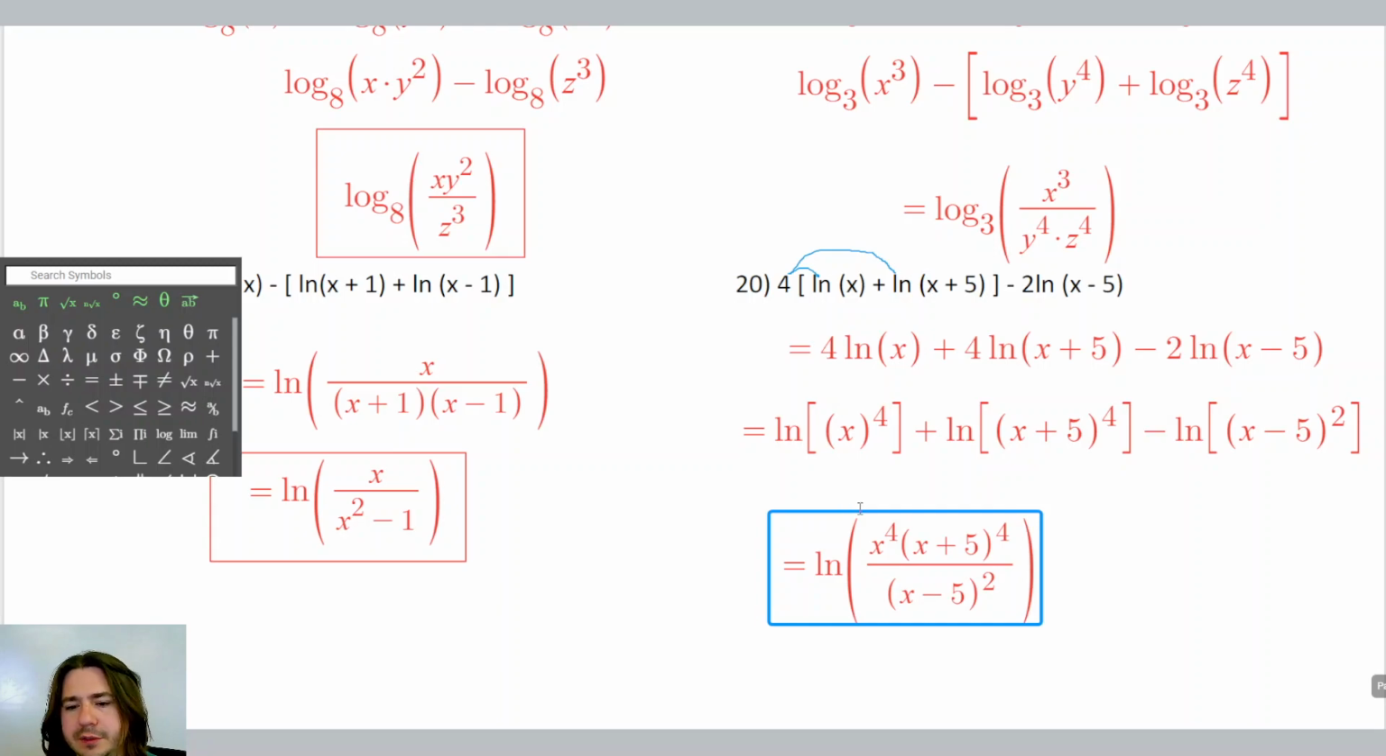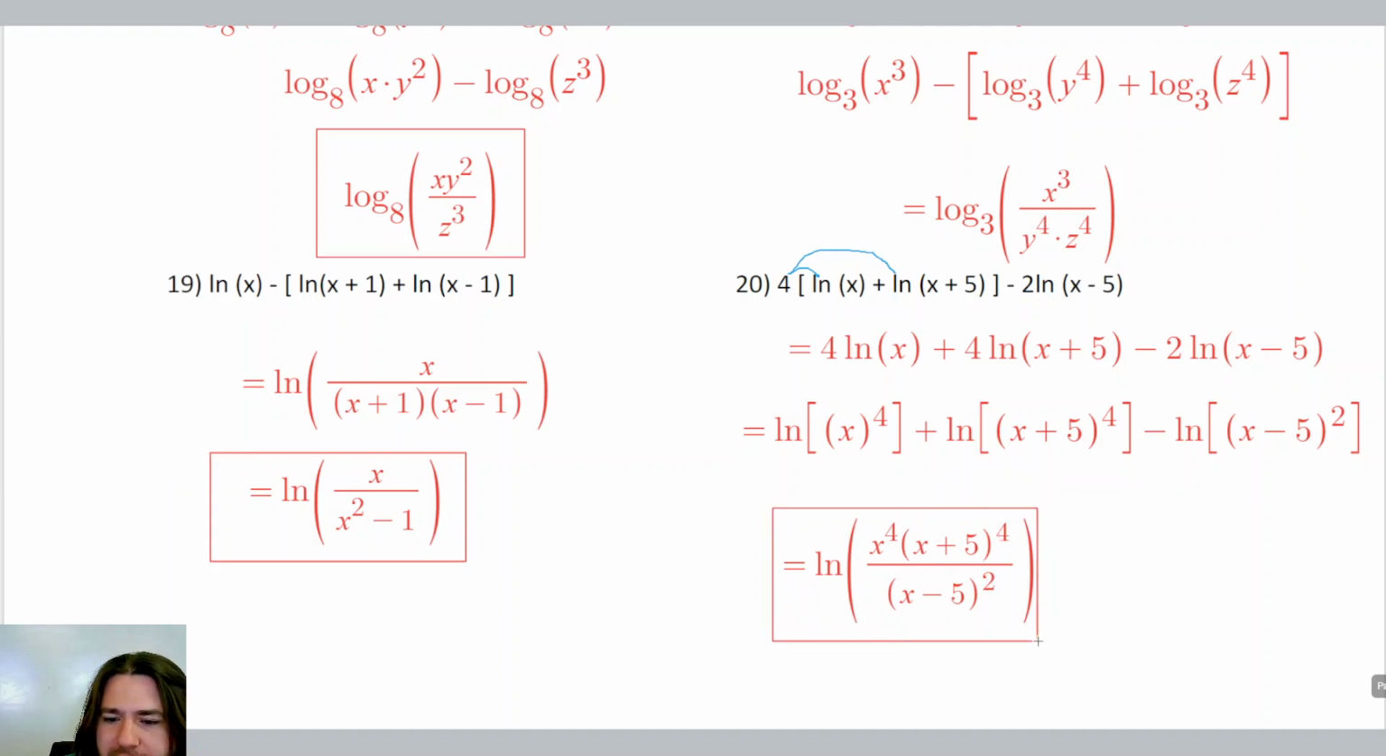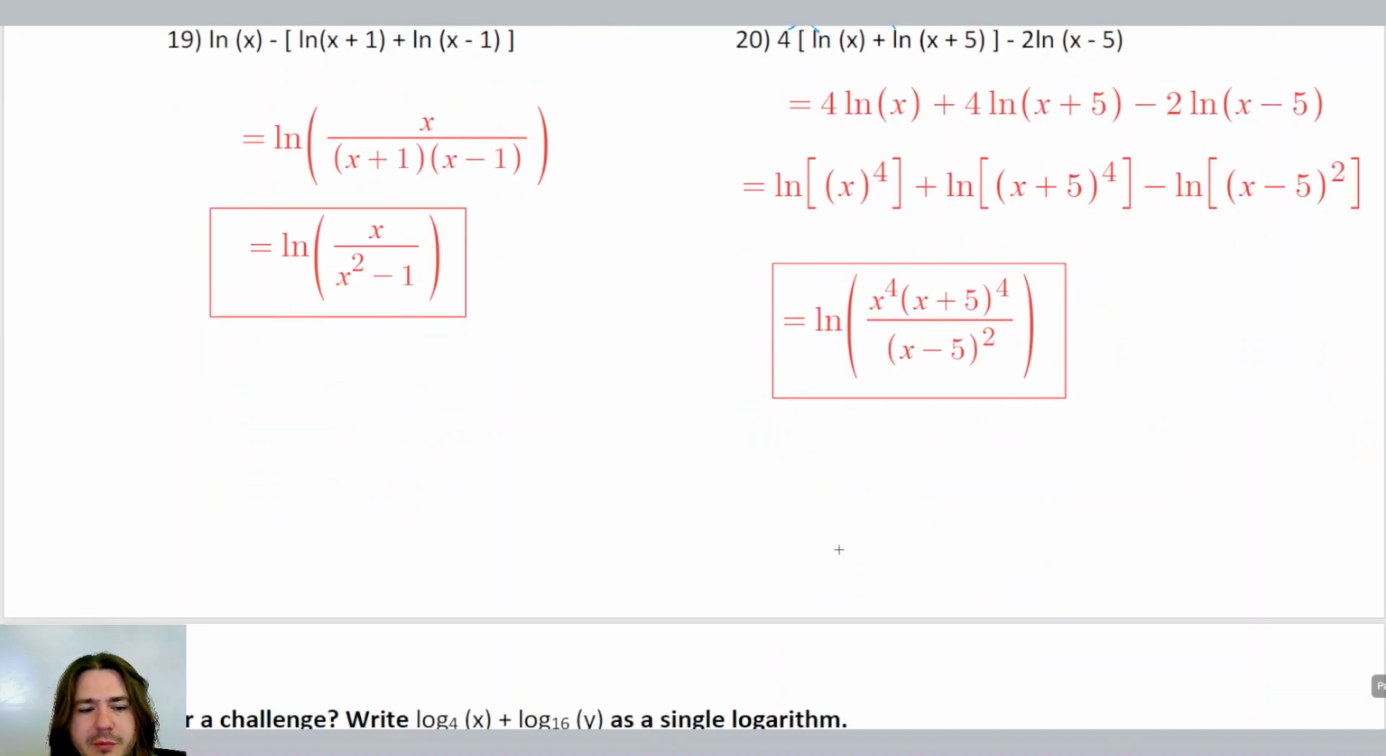Okay, so yeah, we're going to get an 8th degree polynomial on top and a 2nd degree on the bottom. It's possible we could simplify this. I don't think there's really much we can do, so I'm going to leave it right there. There's really no point in trying to unfactor this or try to multiply this out. Okay, so there's number 20.